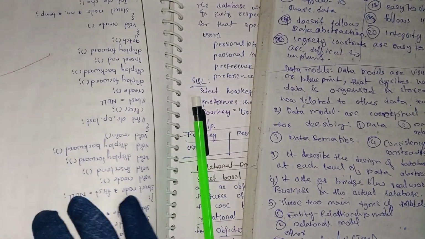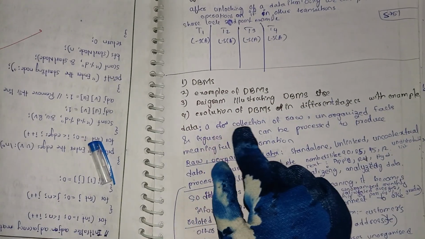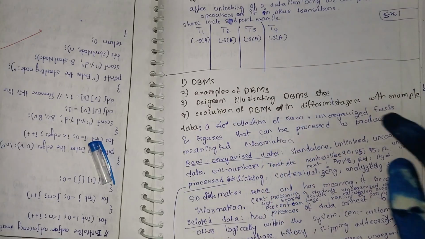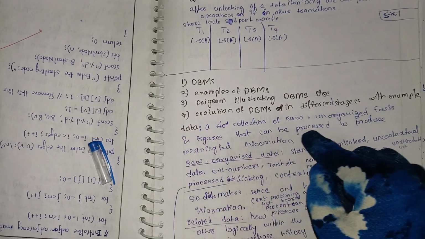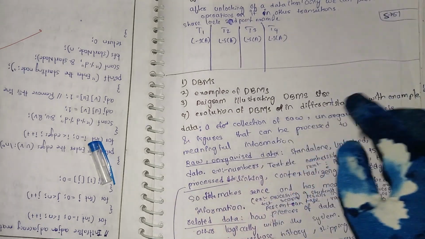So what is data? A collection of raw unorganized facts and figures that can be processed to produce meaningful information.